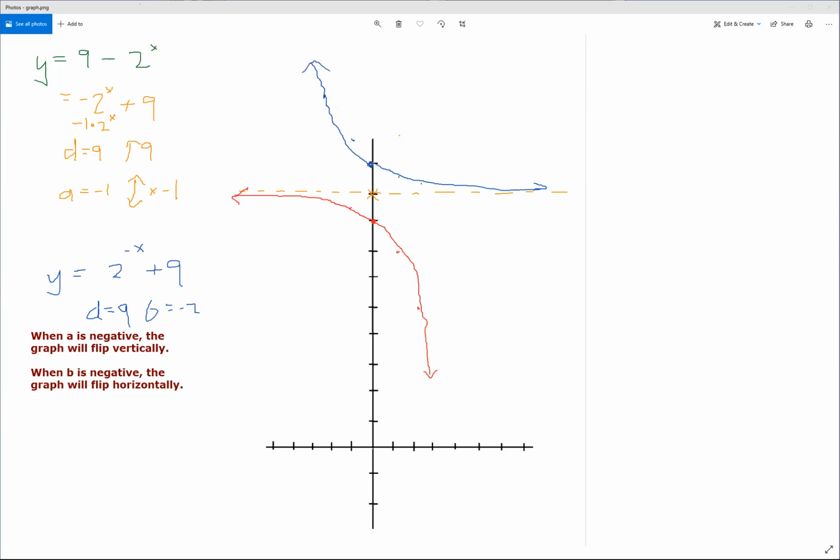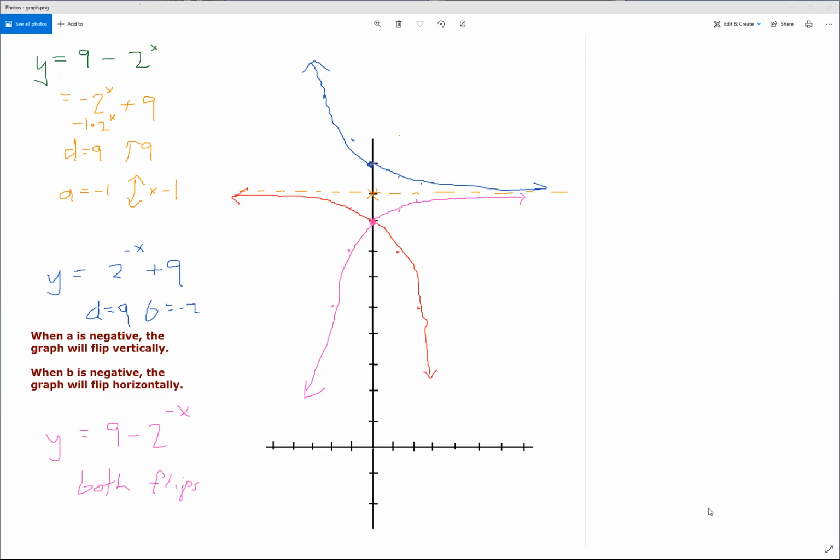We could have both of these things happening. We could, in fact, do y equals 9 minus 2 to the negative x. And now we have both flips. So what does that look like? Well, it's the red graph, but turned the other way. So I'm just going to shortcut a little since we already know what that looks like. And we're going to flip the points to the other side of the axis, and we're going to connect up. So we will have something that looks like that. So there is a rundown of everything that you might see with an exponential graph.